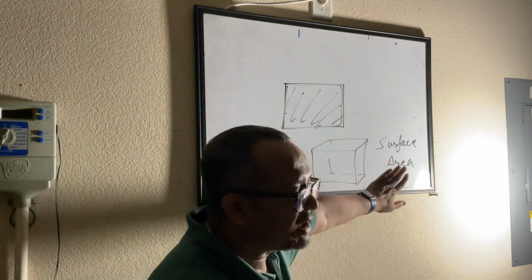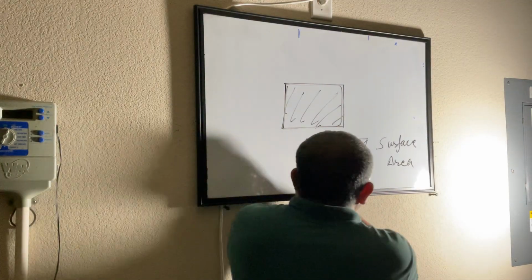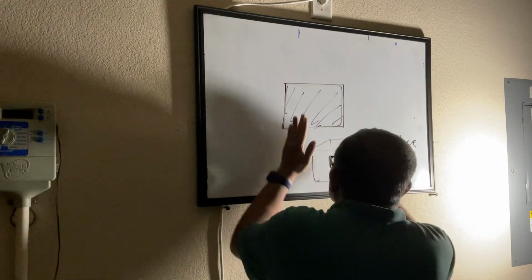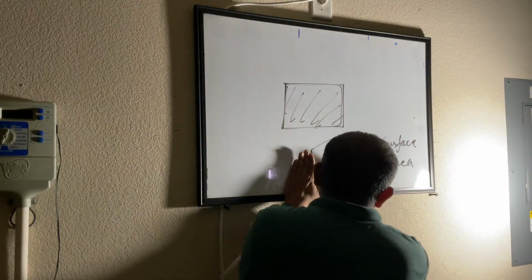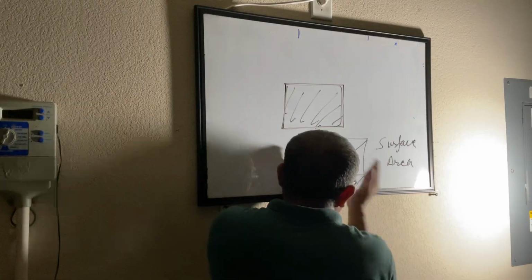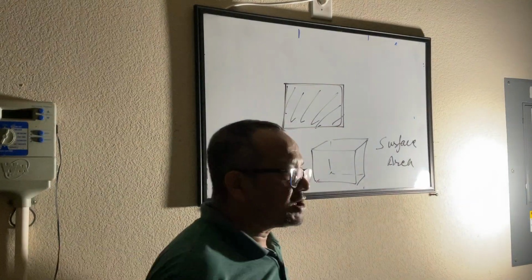So here, in the context of a 3D object, surface area is nothing but the total area of the surface. Here you see only one area, this area. Here what you see? This area, the area on the top, the area at the bottom, the area on this side, the area on the back. Total 6 sides.